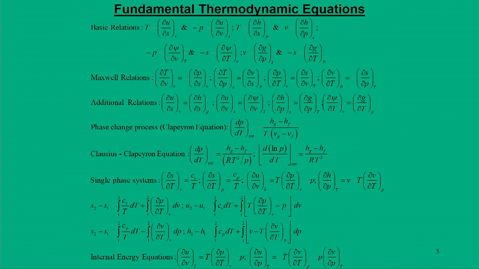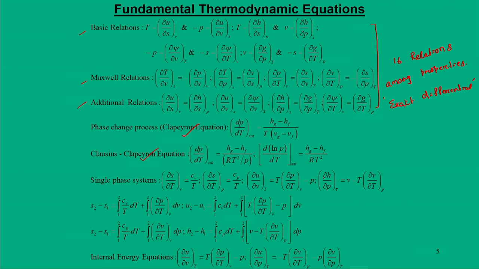Now, let us understand what those relations are. First, the 16 relations come as basic relations: Maxwell's equations and some additional relations. These 3 categories are called the 16 thermodynamic relations among the properties. These are derived through our concept of exact differential equations. Now, when these relations are applied for phase change processes, we get the Clapeyron equation and the Clausius Clapeyron equation.